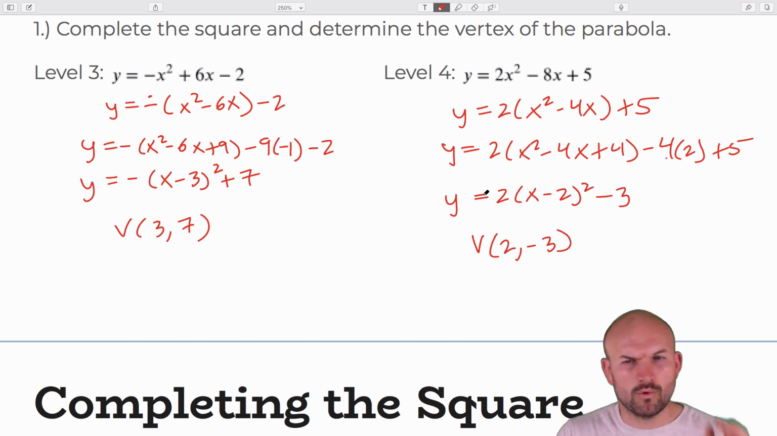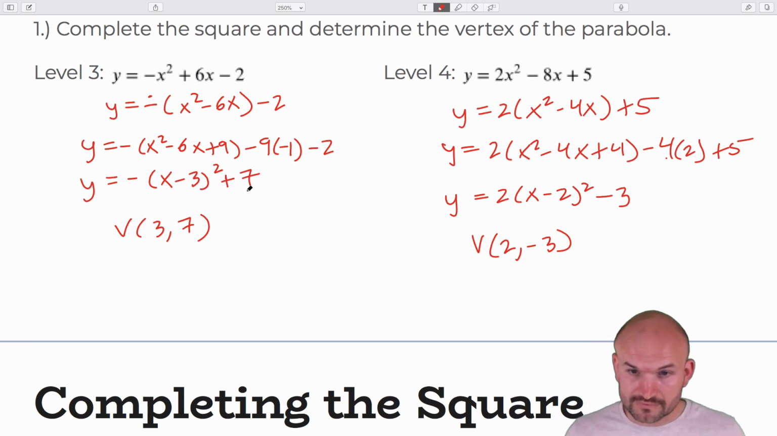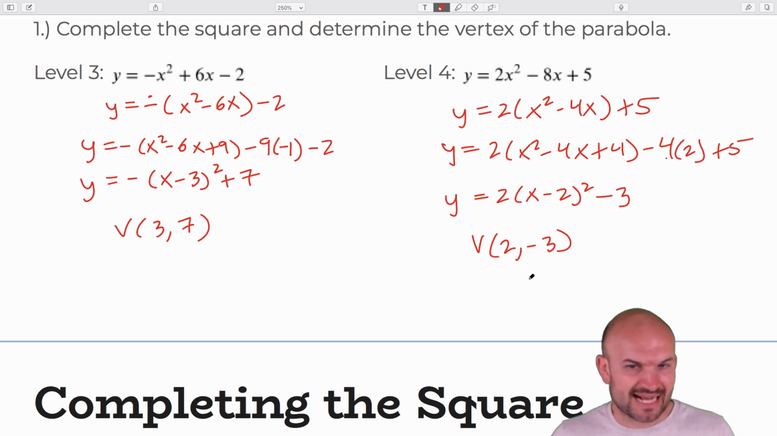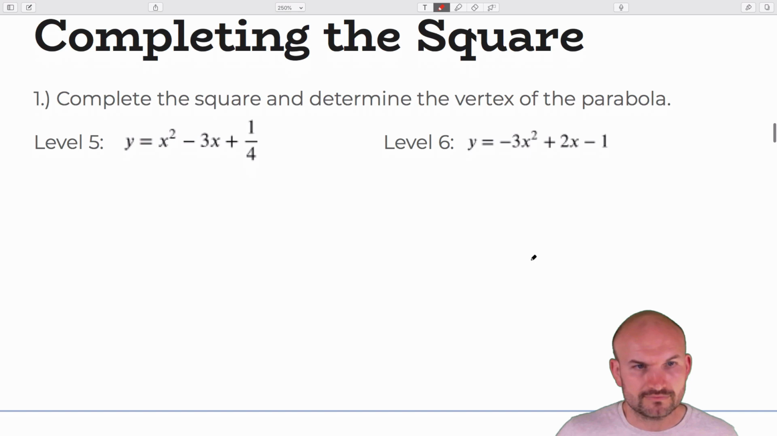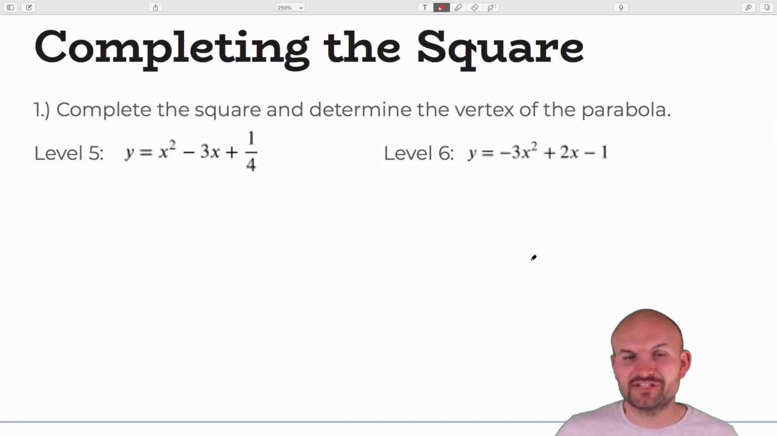And some might be wondering, well, what about this 2? What about the negative? What are they doing? Well, if you remember from our transformations, those are going to be vertically stretching and compressing the graph as well as reflecting. So that's going to be a reflection, and this would be a vertical stretch, but they're not actually going to impact the vertex. All right, so now let's get into the problems that become a little bit more difficult here.